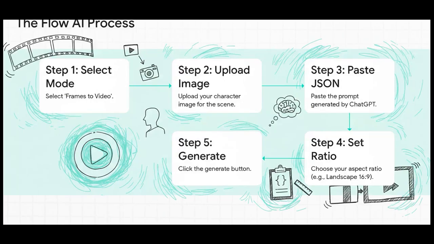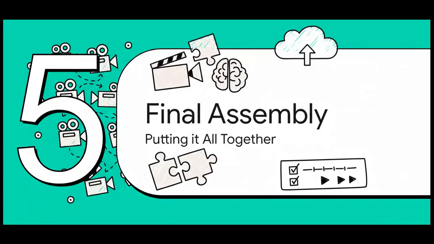It's amazing. So once you've copied that JSON recipe from ChatGPT, the process in Hailuo AI is a piece of cake. You just select frames to video, you upload the image for that specific scene, you paste in that big recipe, pick your video size, like landscape for YouTube, and you hit generate. That is literally it. So at this point, you've done that for every scene in your story. You now have a folder full of short little video clips, all perfectly animated with the right dialogue and sound.